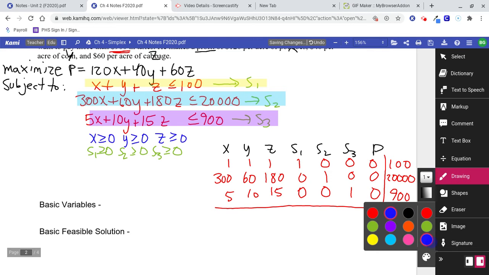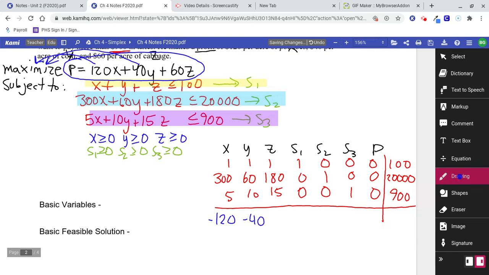My objective function is this thing, but keep in mind, you have to subtract this 120 over to put it in standard form. Okay, so if I subtract that over, that's going to make negative 120x. And I'll have to subtract this over, and that'll make negative 40y. And I subtract this one over, and that's going to make negative 60z.